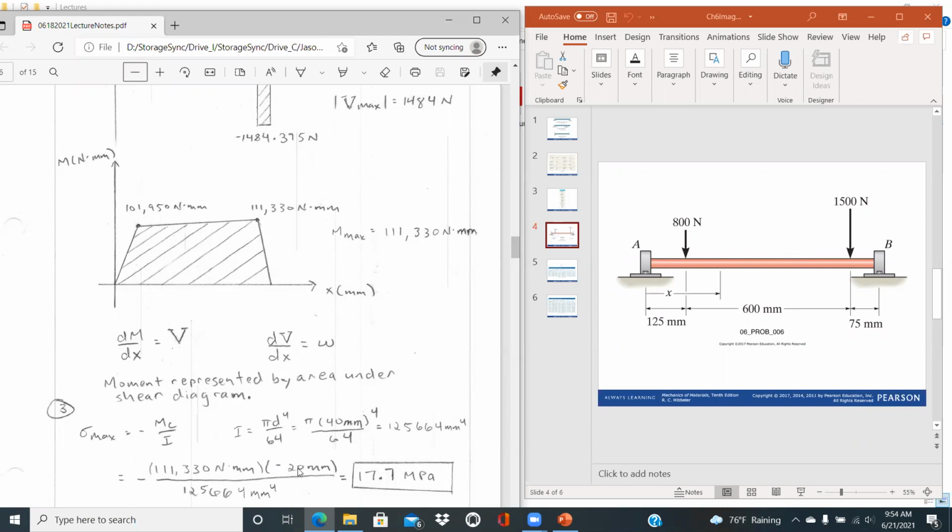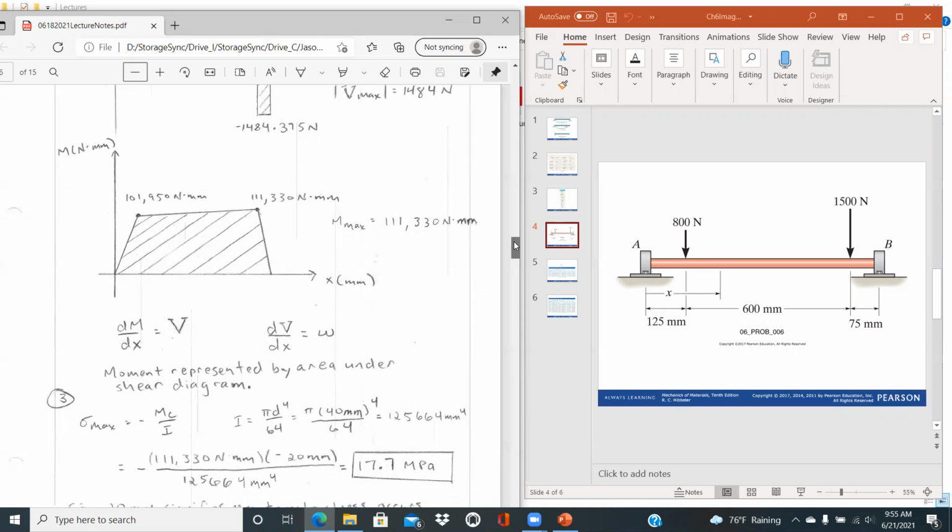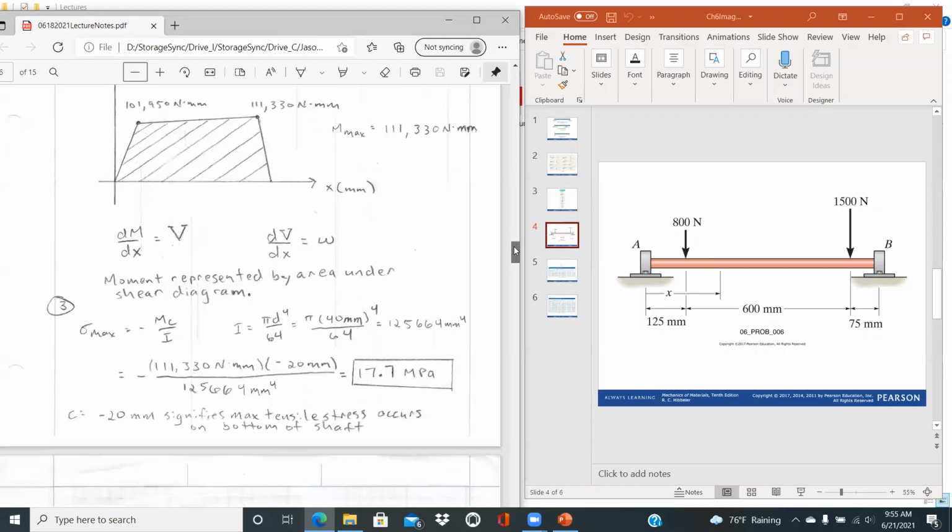So we'd have to put in a minus 20 for the c value. So sigma max is equal to minus our moment max, 111,330 Newton millimeters. c, if we want the positive stress, that's on the bottom side, so minus 20 millimeters, divided by the I value there, will give us 17.7 megapascals for the maximum bending stress. And again, that c of minus 20 just signifies that the max tensile stress occurs on the bottom of the shaft.